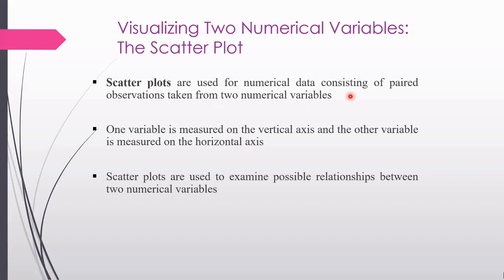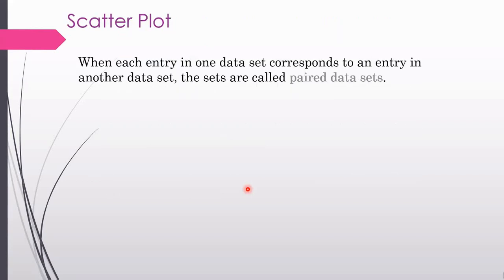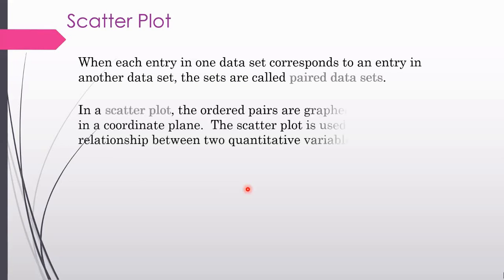Scatter plots are used for numerical data. It consists of paired observations taken from the two numerical variables. So one numerical variable is on the vertical axis and the other one is on the horizontal axis. Through the scatter plots, we can find out the tendency of the relationship. That means what is the possible relationship existing between the two numerical variables. So when each entry in one data set corresponds to an entry in another data set, these sets are called paired data sets. A paired data set means for the same object, we have two measurements.